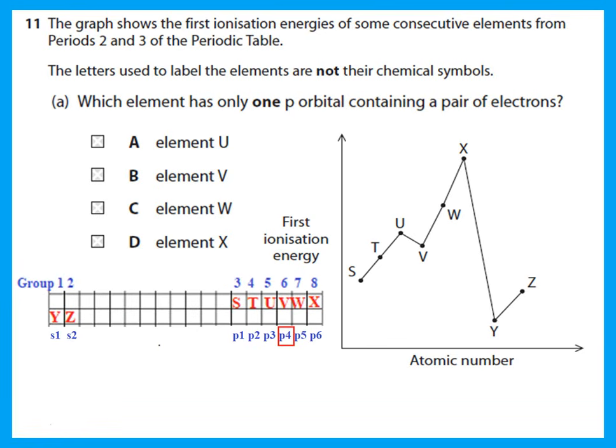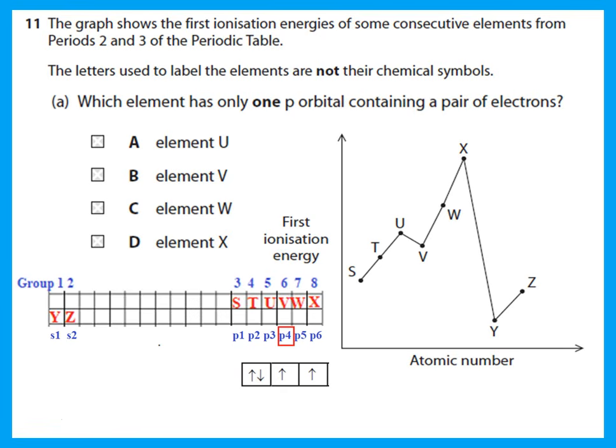Well, let's see. Remember, anything in group 1 is S1, it has S1 at the end. Group 2 is S2. Group 3 is P1 at the end, the final electron in the outer shell. Group 4 is P2. Group 5, P3. Group 6, P4. P4 means I have 4 electrons. Now, 4 electrons distributed in the p orbitals.